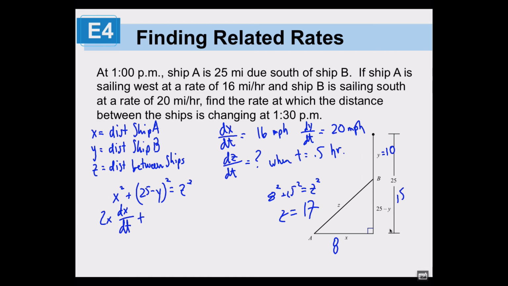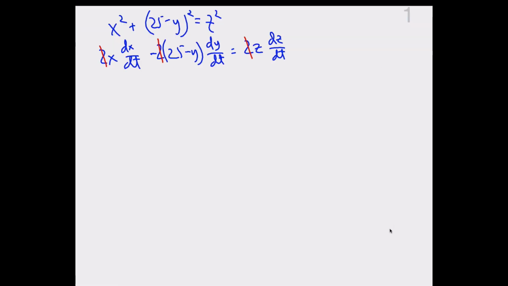Okay, so do you have those things written down so I can go to the other slide? All right. That's not the slide. This is the slide. Beautiful. What's x? 8. What's dx/dt? 16. What's y? 10. What was dy/dt? 20. And z was 17, and therefore we have dz/dt. Beautiful. Solve that for dz/dt, please.